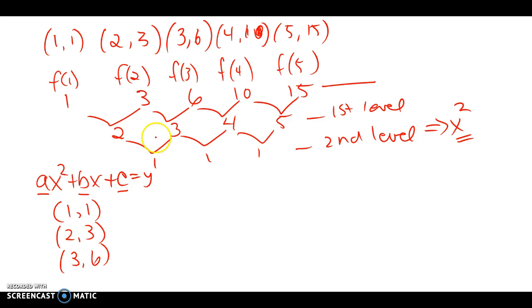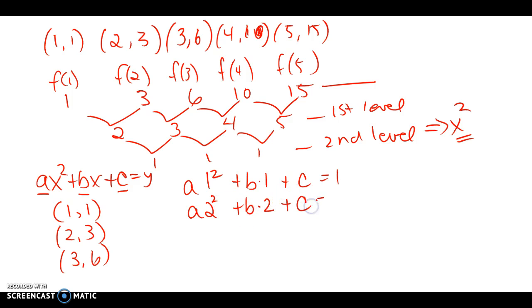So the first point says that a times 1 squared plus b times 1 plus c equals 1. The second equation says a times 2 squared plus b times 2 plus c equals 3. The third equation says a times 3 squared plus b times 3 plus c equals 6.